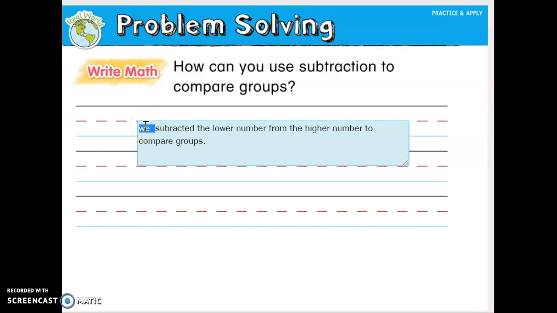Oops, I forgot to make that into a capital. There we go. Always have to start your sentence with a capital letter. So we, oops, and I made a mistake here. Subtracted, there we go, subtracted the lower number from the higher number to compare groups.